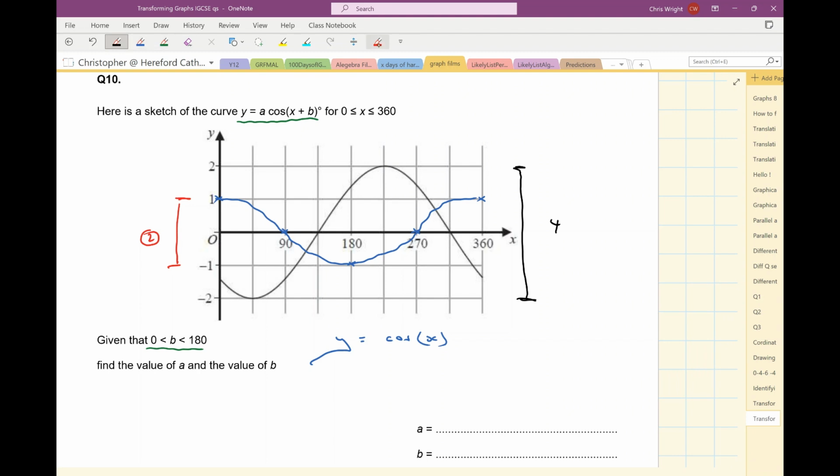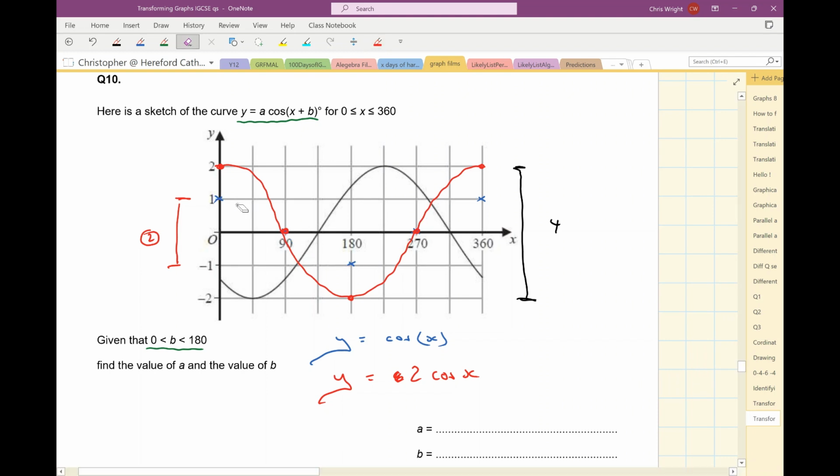So the black curve is a stretch of the blue by a factor of 2. So y equals 2 cos of x is going to be a step on my way. Let's draw that red curve, shall we? So it's going to be the blue curve stretched by a factor of 2 in the y direction. Here it is. So that is my red curve.